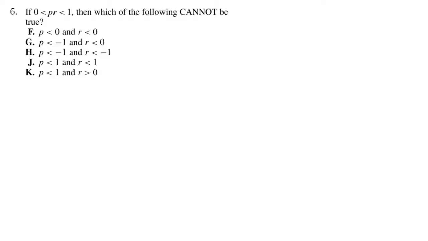Right, now this one was the most missed problem, I think, between this one and number 4. Notice you're seeing what cannot be true. No matter what, this cannot be true. And a quick way to go through this, really use your answer choices. So I know that 0 is less than the product of P and R, and then that is also less than 1.